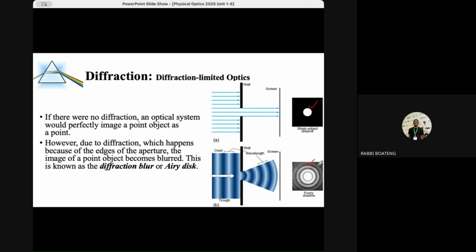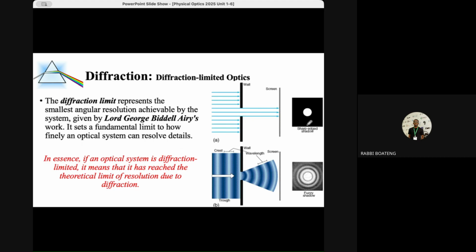And this blurry situation, we can define it as what you call the diffraction blur or Airy disk. Is that okay? So anytime you use an optical component, you should be expecting something like this. Is that okay? You should be expecting this ring manner of things coming to form on your screen or anywhere that you want the light to go. You will never see a very sharp situation like this.